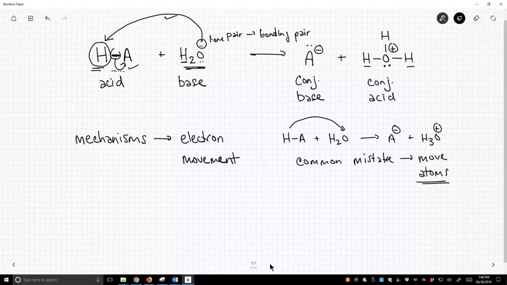If you can avoid this one mistake, your mechanisms will be far easier and far more consistent, and they'll be correct. So just remember, we are moving electrons. Now once we move the electrons, the atoms are going to have to change as well. But we're moving electrons, and so our arrows start with electrons. Where are the electrons? They're either in lone pairs or they're in bonds. So our mechanism arrows always start with lone pairs and bonds. We'll see a lot more mechanisms later in this course.